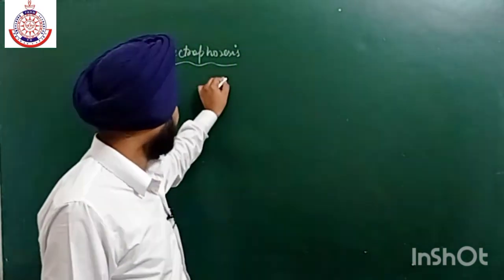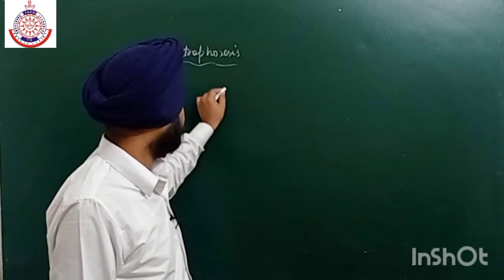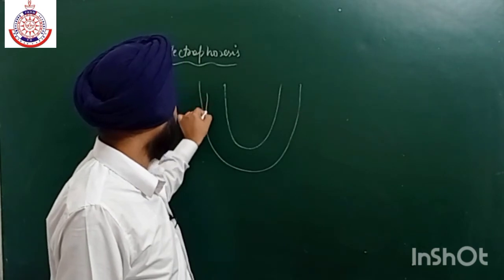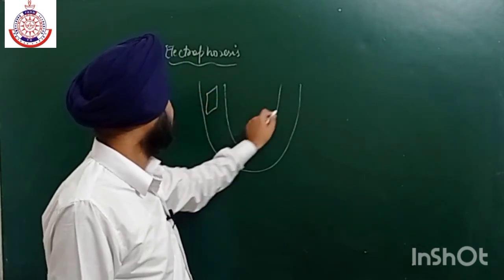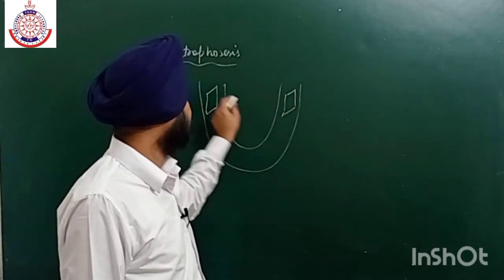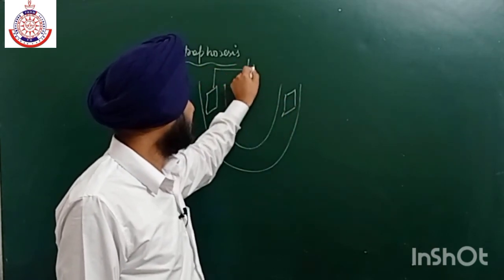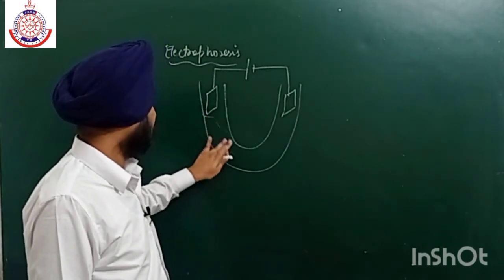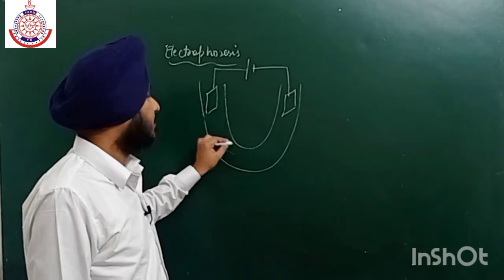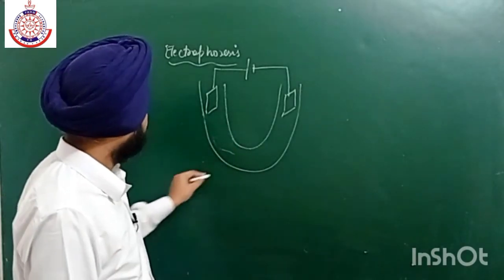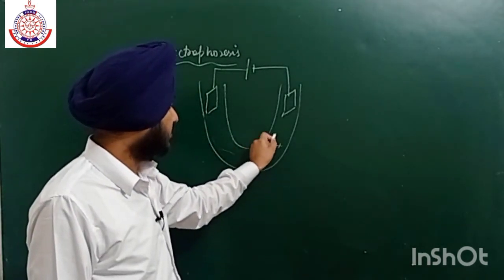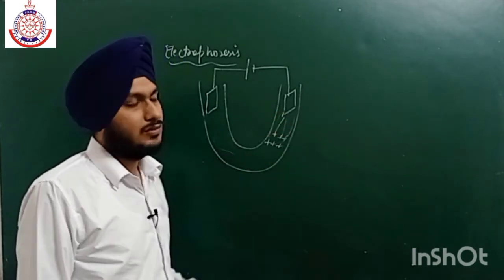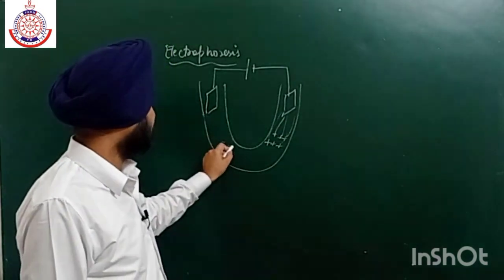So what happens? Firstly, we take the colloidal solution in a U tube. This is a U tube in which we have two metal plates acting as electrodes. Here we have the colloidal solution, and then the positively charged ions will move towards the negatively charged plate, and negatively charged ions will move towards the positive plate.